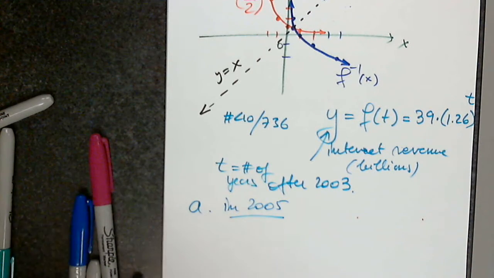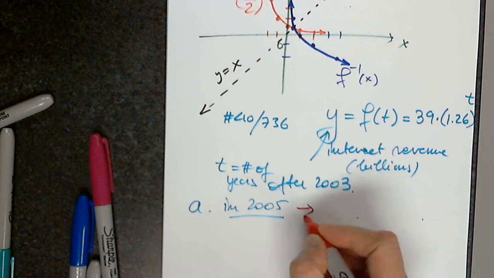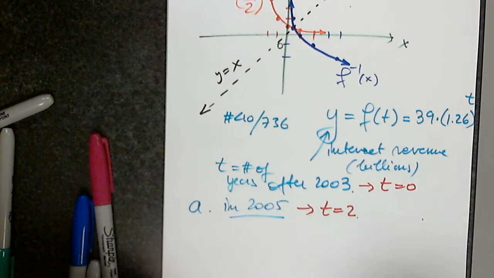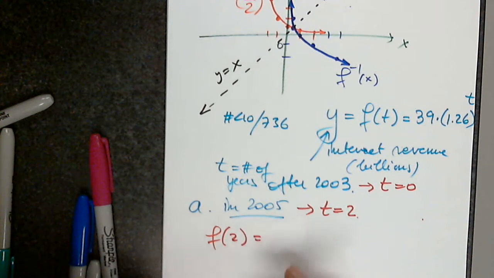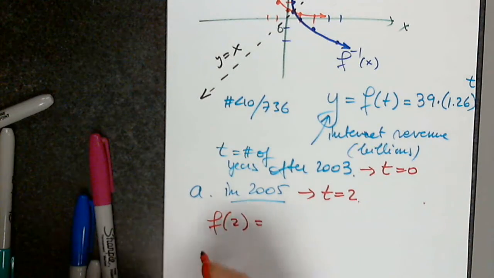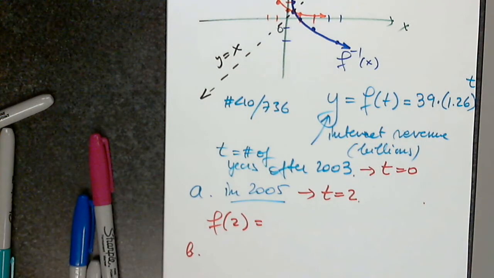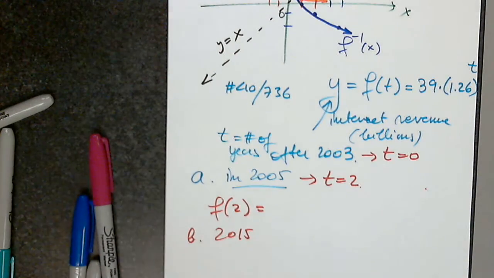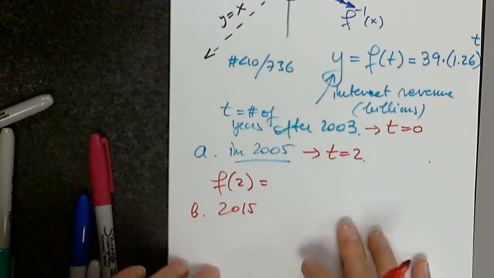What does that mean? What do I have to do? 2 and 13. Exactly. This represents t equals 2 because this represents t equals 0. Awesome. So all I have to do is find f of 2. Leave it alone because we cannot do it by hand, and we'll do it with the graphing calculator in a second. Part B. If the given model continues to be valid, predict the level of internet shopping revenues in 2015. After 12. Yes.